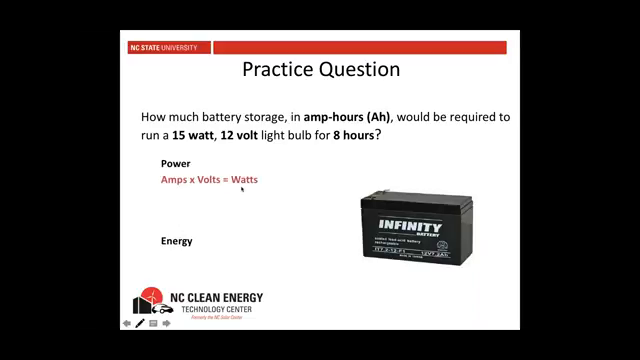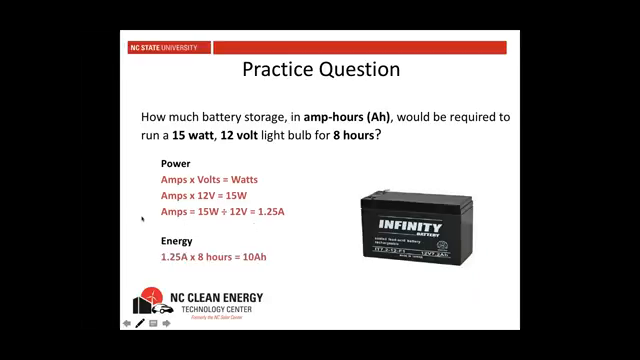So let's see. Once again, amps times volts equals watts. We've got a 15-watt light bulb. It's running off of 12 volts. It's a DC light bulb. We can connect it directly to our battery. To figure out the current draw, we're going to divide the watts by the volts. It draws 1.25 amps for that DC 12-volt light bulb.